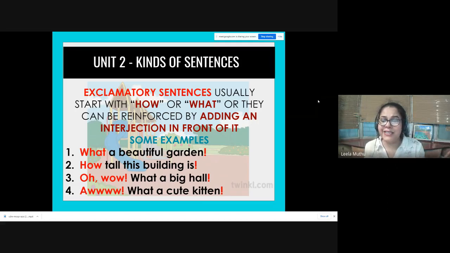Oh wow, that's an interjection. Oh wow, what a big hall. You're not asking whether the hall is big. You're just exclaiming, conveying your emotion, that you're so amazed at the size of the hall.